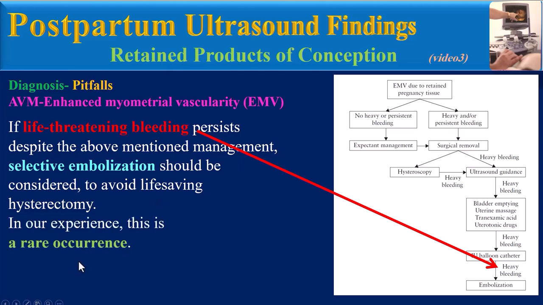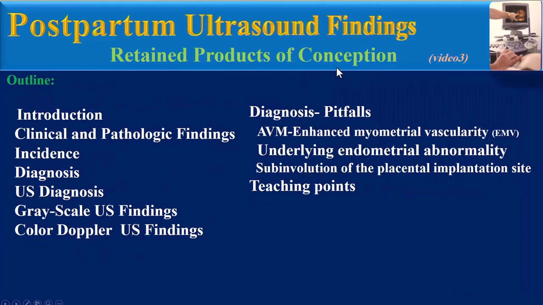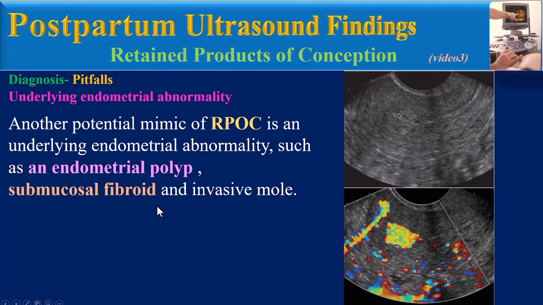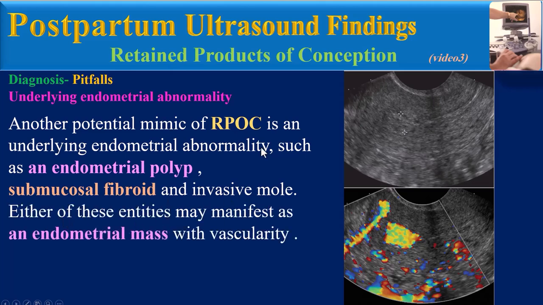But according to many experiences, this is a rare occurrence. Another pitfall is underlying endometrial abnormality. Another potential mimic of RPOC is an underlying endometrial abnormality such as endometrial polyp, submucosal fibroid, and invasive mole. Either of these entities may manifest as an endometrial mass with vascularity.